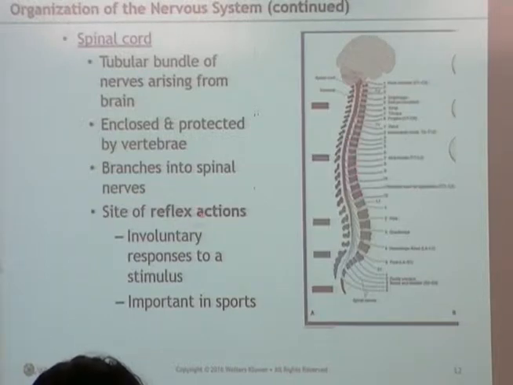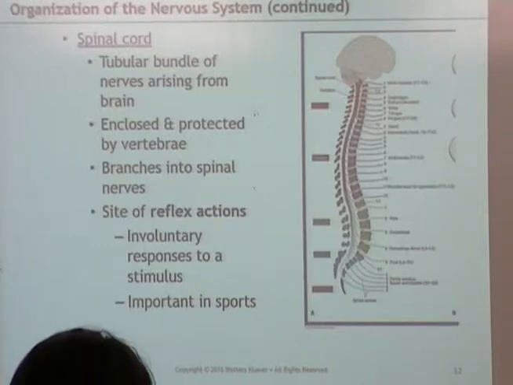And we're going to look a little bit at some reflex actions. Reflexes, remember, are an involuntary response to a stimulus, and they occur at the spinal column. They don't have to go all the way up to the brain. So the information coming into the spinal column can loop around within the spinal column, and we see a motor response to that stimulus without the information having to go up to the brain.